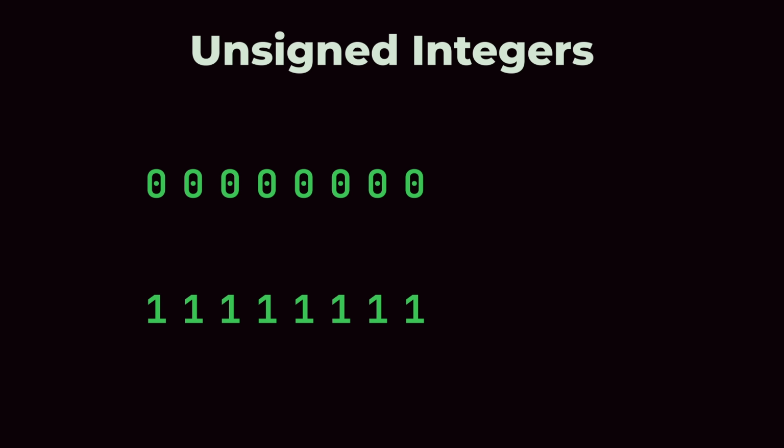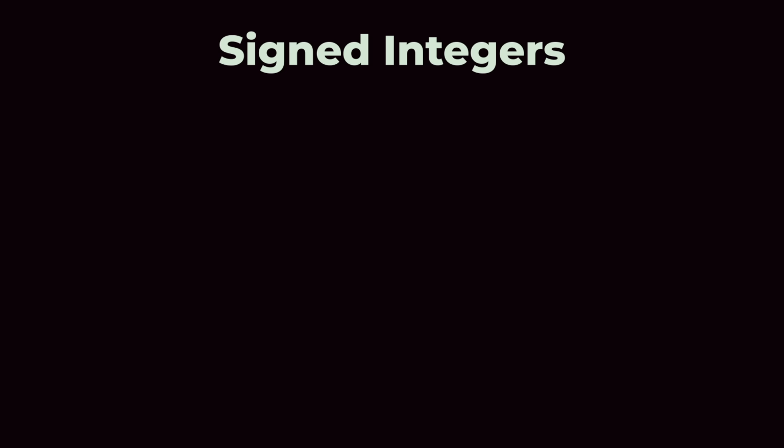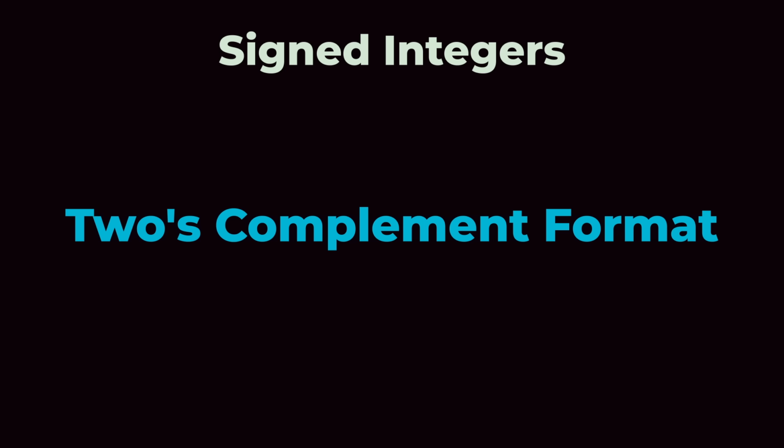Alright, that means when we have 8 bits like we have here, we can store numbers from 0 to 255. And if we use more than 8 bits, we can store larger values. For example, with 16 bits, we can store the numbers from 0 to 65,535, and so on. But we cannot store negative numbers in this way. So if we want to store signed integers, we need another format. And the format used for this is the so-called 2's complement format.